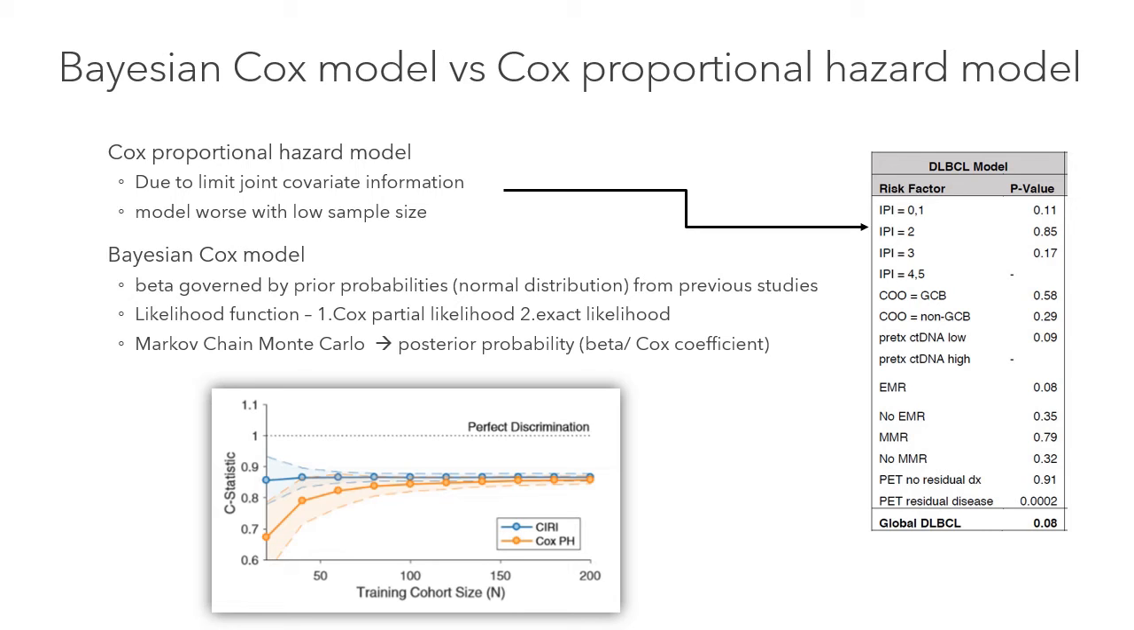Cox proportional hazard model is a model that can calculate the survival function of the survival curve, if we have multiple covariates, for example, age, sex, or any factors that influence the survival. But Cox proportional hazard model performs worse if it has low sample size, because the interaction and information between the joint of covariates is limited.